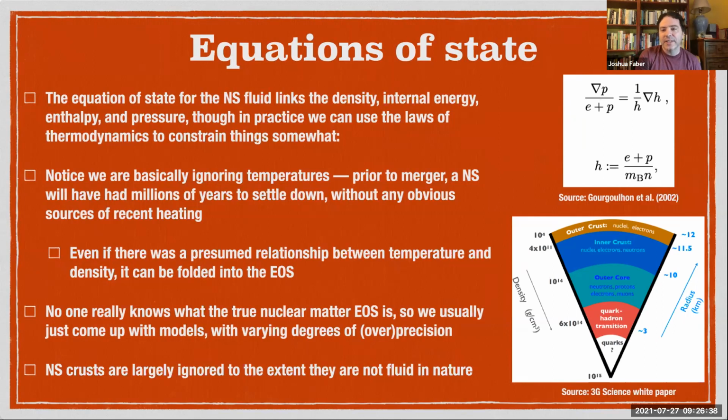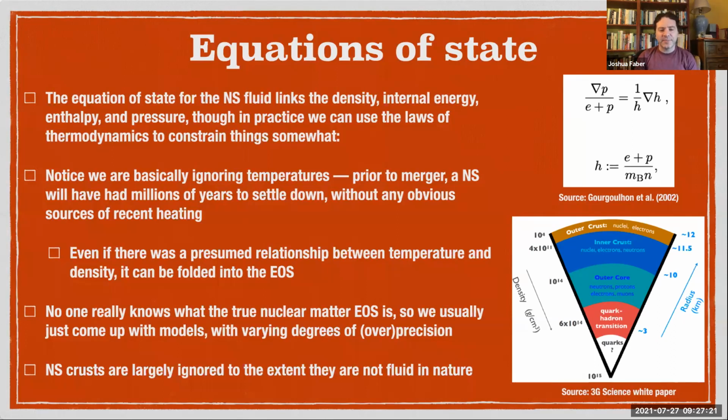Now, you might notice that there's no temperature anywhere in that equation. We largely ignore temperatures in the initial data world. Prior to mergers, there's basically been at least millions of years for your neutron star to just settle down. And typically you don't assume any kind of heating sources that are going to have large effects anytime as your inspirals happen. Even if you assume there's some kind of non-trivial temperature dependence in the neutron star, if you can write it as a function of the density, you can just fold it into the equation of state that way without having to deal with it in its own right.